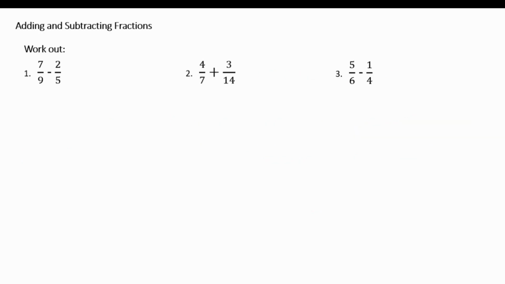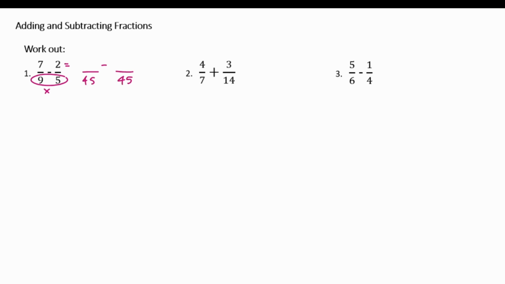In this video, we are going to be looking at examples of how to add and subtract fractions using the cross multiplication trick. So first, what we want to do is multiply the denominators by each other so that we have a common denominator. So 9 times 5 gives us 45, so we're going to put both the denominators as 45.